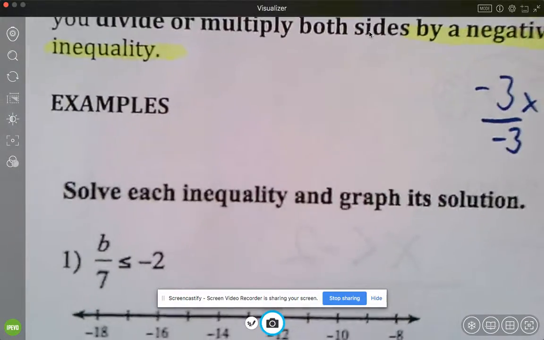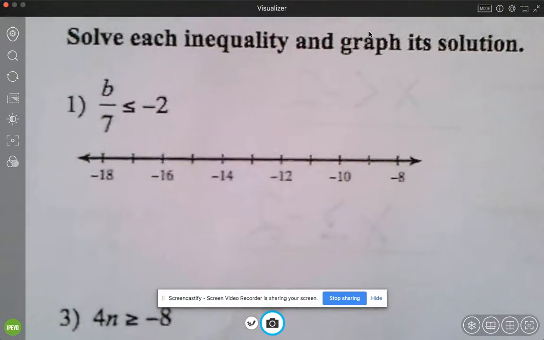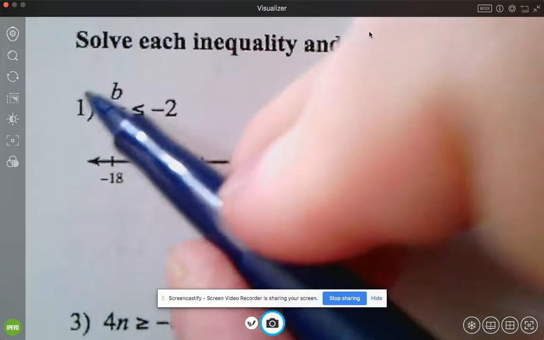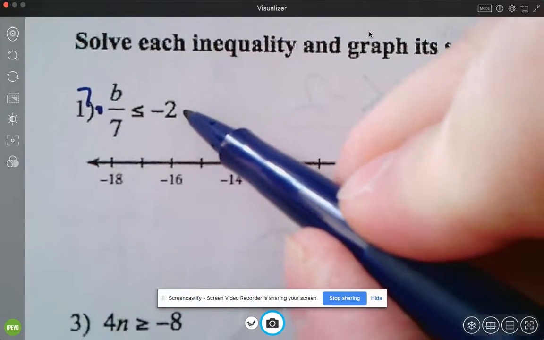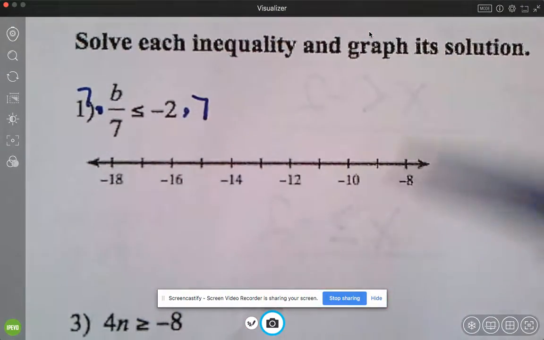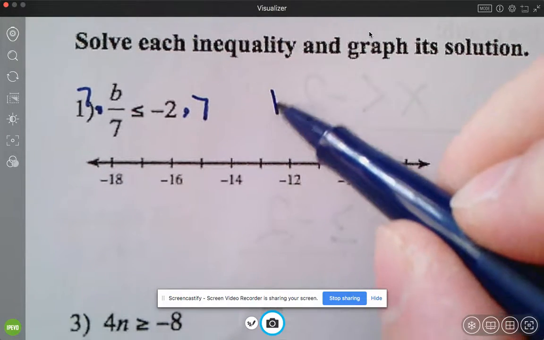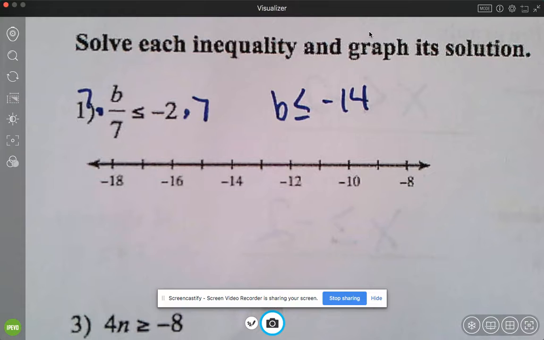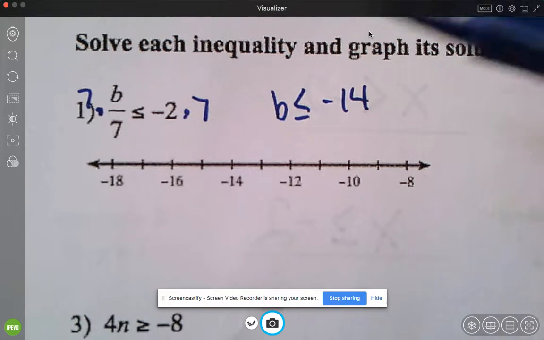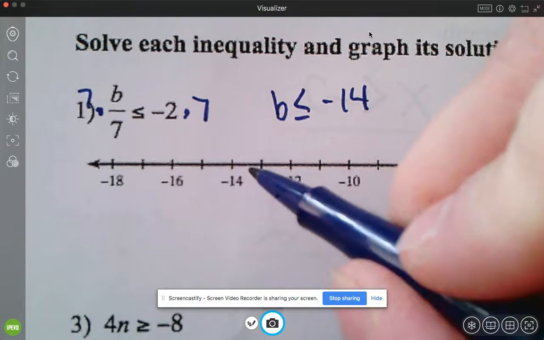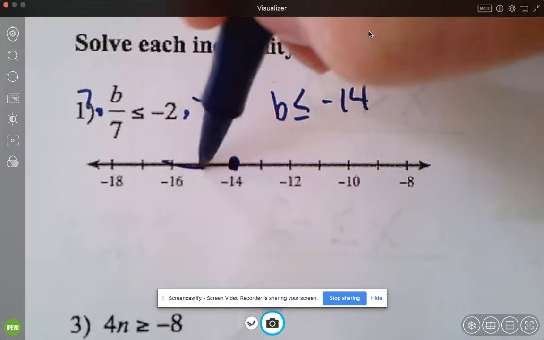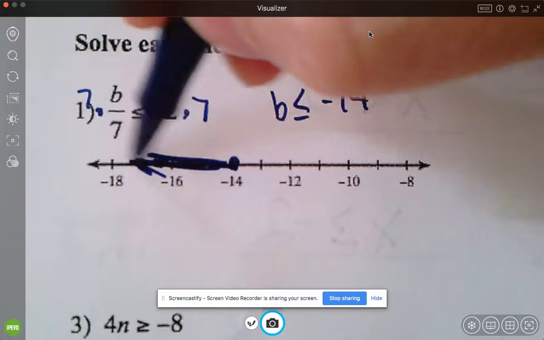So let's look at the first example here. Raise your hand. Is this inequality going to switch? No, it won't, because we're going to multiply both sides by a positive 7. So again, it only happens when you multiply or divide by a negative. And so here you'll be left with b is less than or equal to negative 14. Open dot or closed? Closed, and we have the variable on the left. So we're going to follow that direction, and less than would be in this direction.